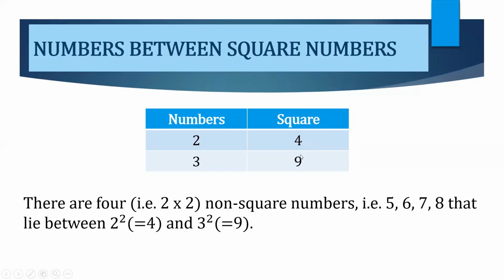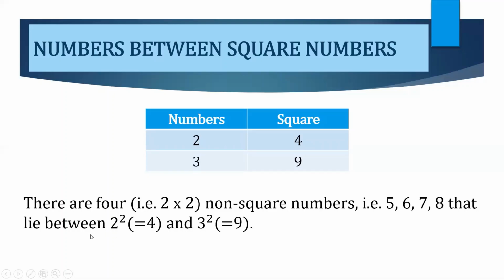Next, after 4, the perfect square number is 9. So here 4 is the perfect square of 2 and 9 is the perfect square of 3. Now, if you see between 4 and 9, we have 5, 6, 7 and 8. So a total of 4 numbers are there between 4 and 9 which are not perfect squares. So here you can see we have 2 into 2 non-square numbers, that is 5, 6, 7 and 8, that lie between the square of 2 and the square of 3.